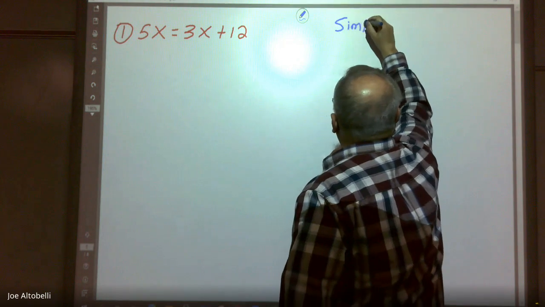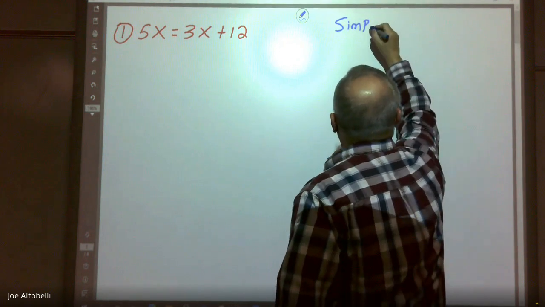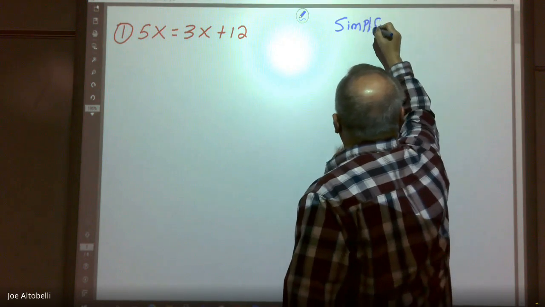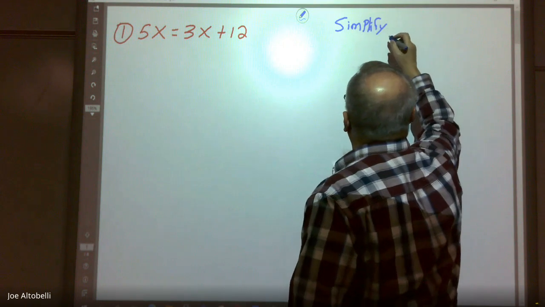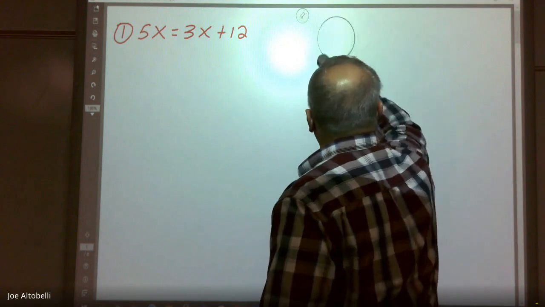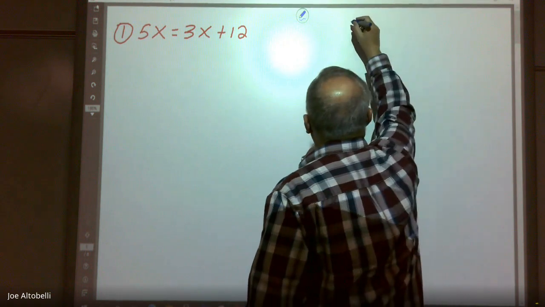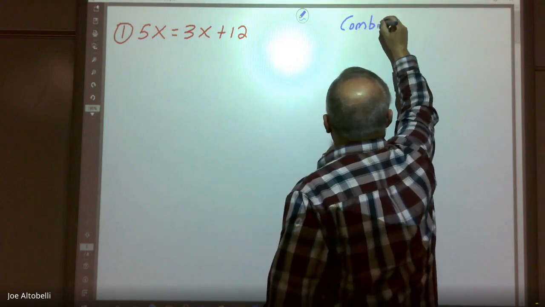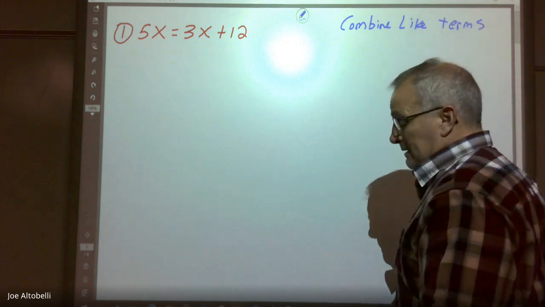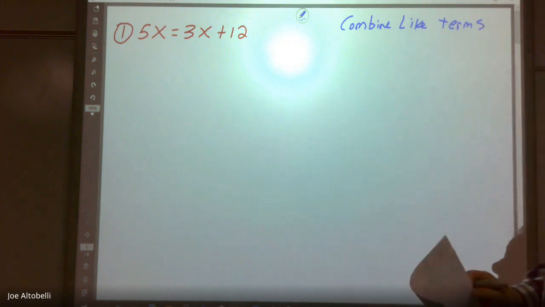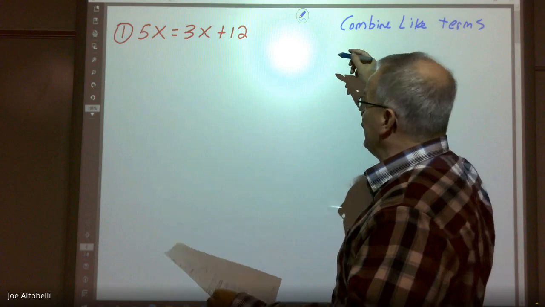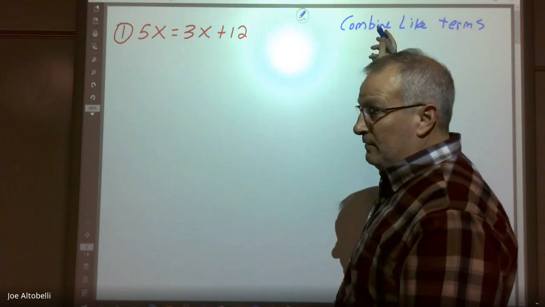Simplify. I feel like there should be a Y there. Simplify, or let's just do it this way: combine like terms. Okay, so combine like terms, that's the first step. Also in there, I'll show you when we get to number 16, it'll also be distributive property.